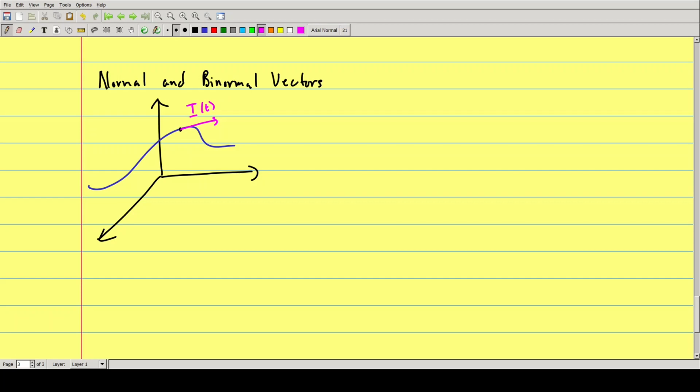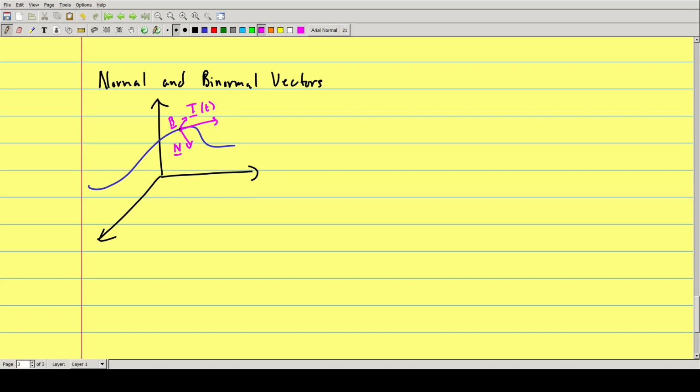I have a vector that points, getting the perspective on this right is going to be a little bit difficult. But I have a vector down here that is the normal vector, that depends on t. And then orthogonal to both of these, and this is kind of pointing away from us into the screen, is a binormal vector.